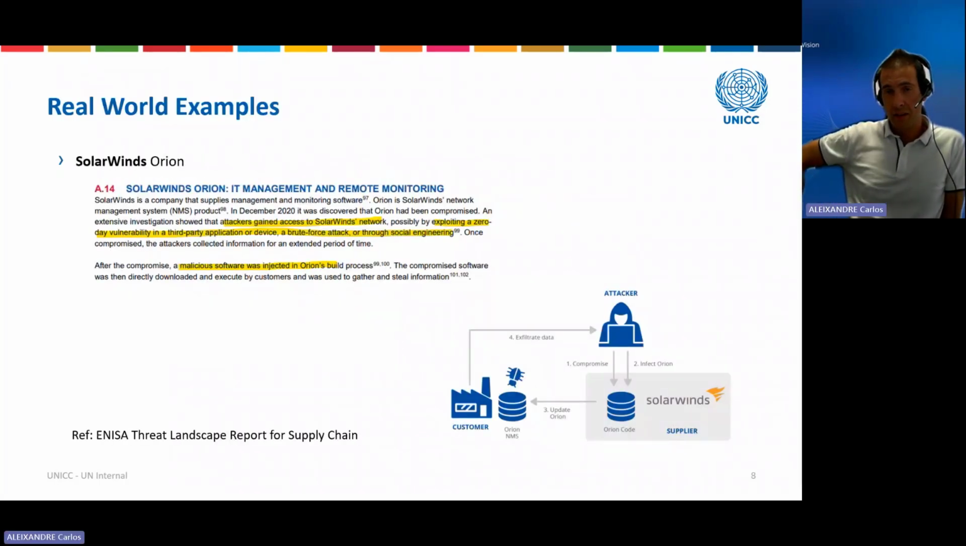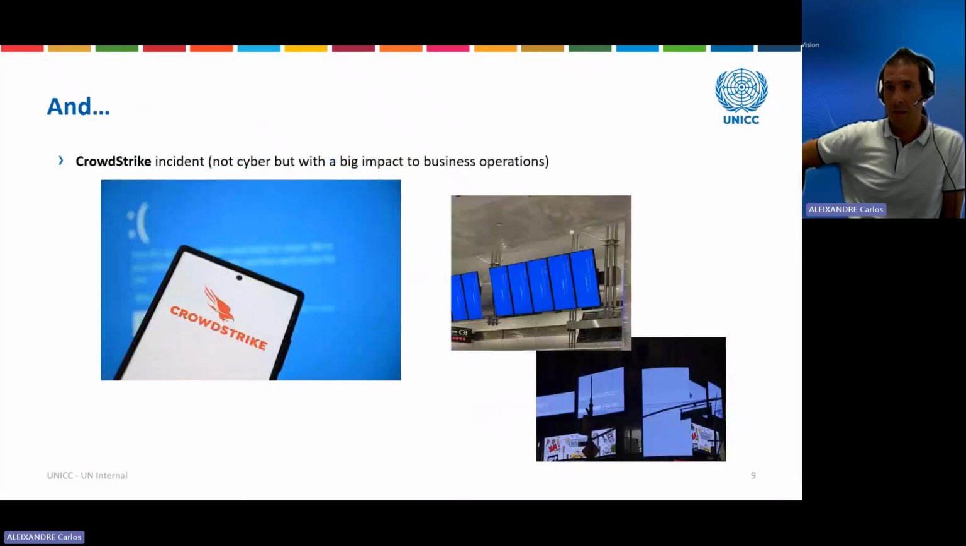Here there is a reference at the bottom, which again is very relevant, right? It is the ENISA Threat Landscape Report for Supply Chain. So we can also look at what the current threats and the current risk landscapes are, so we can adapt our assessment to tackle the current threats and risks.